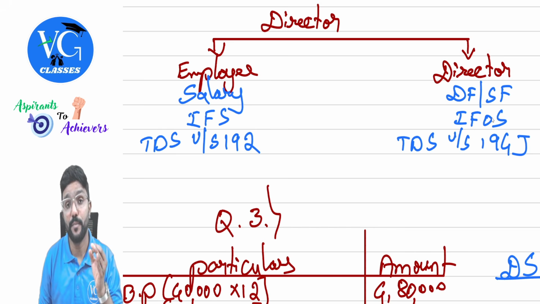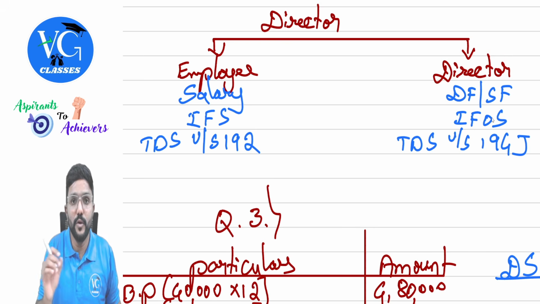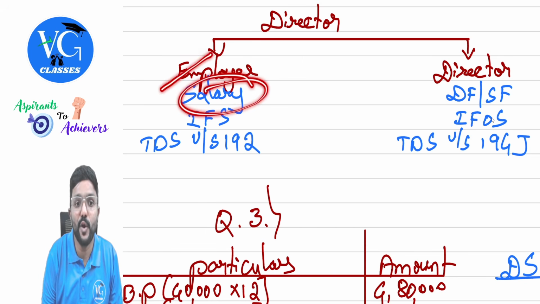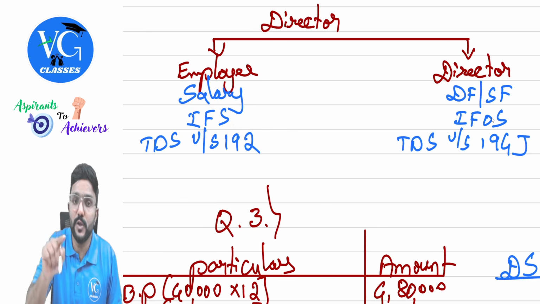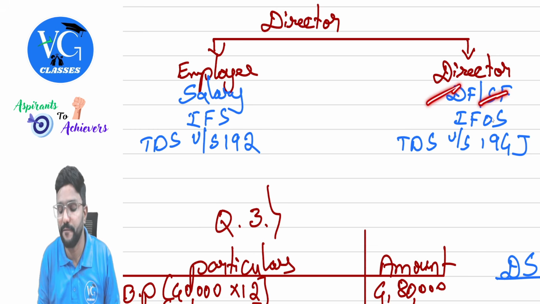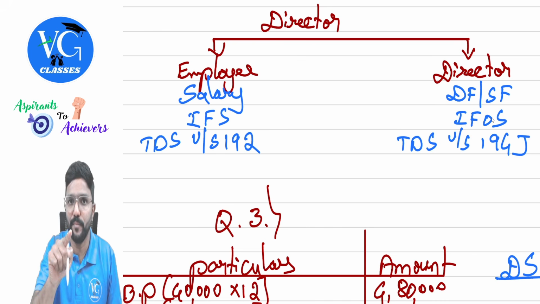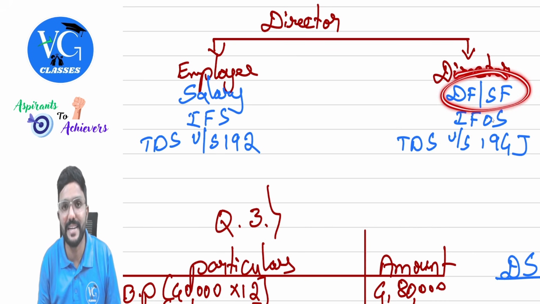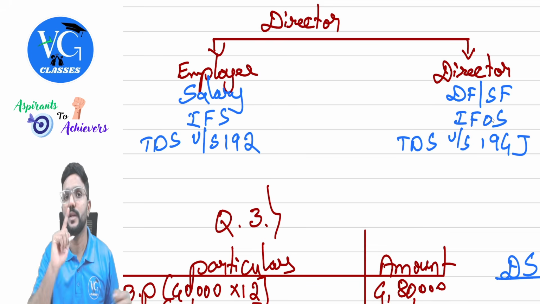And now, important. Sir, what if I am a managing director and receiving both? The possibility is there. I am a managing director of a company, and I am getting salary in my employee capacity. That will be taxable under the head salary. And he is also getting director fee or sitting fee in his director's capacity. In such case, even though he is an employee, this amount will be taxable under the head income from other sources. And the company would deduct TDS under section 194J.